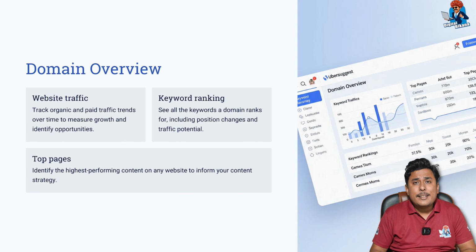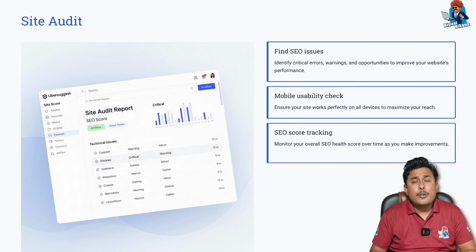Domain overview provides insights into any website's traffic, top keywords, backlinks and top performing pages. This is useful for both your own site and competitor analysis. The site audit feature scans your website for SEO issues like broken links, slow pages, missing meta tags, and mobile usability errors. It also provides an SEO score to track improvements.